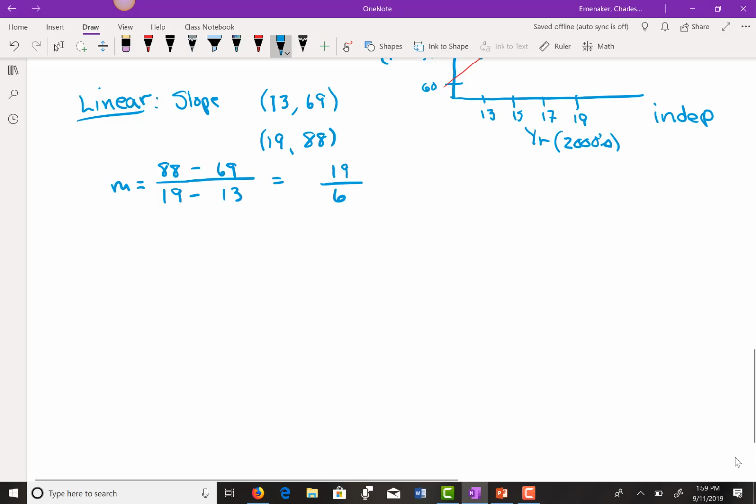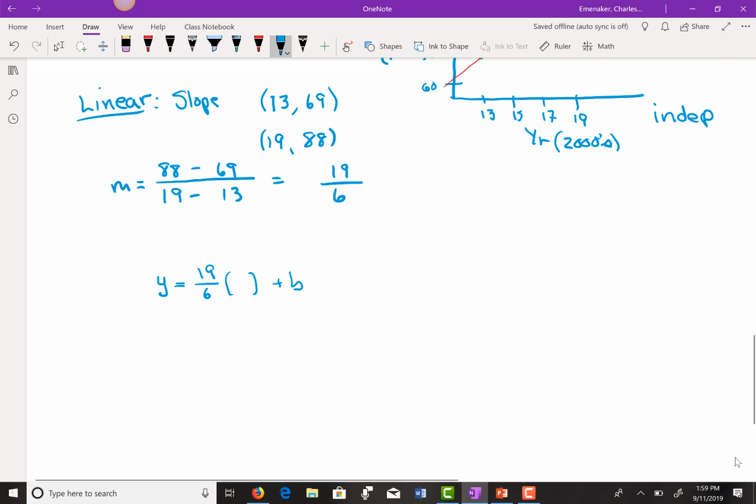Doesn't look like it. This would be 3 1/6 if we wanted to do it with a proper fraction or mixed number. Okay, next thing I want to do is get an equation. It's going to be y equals, and I'm going to leave this as 19 over 6, then x value plus b.